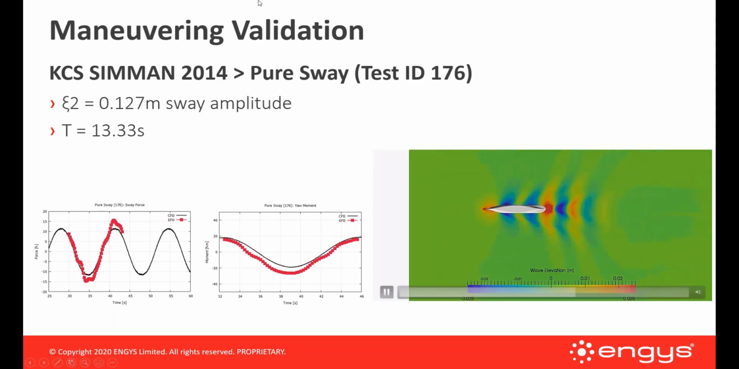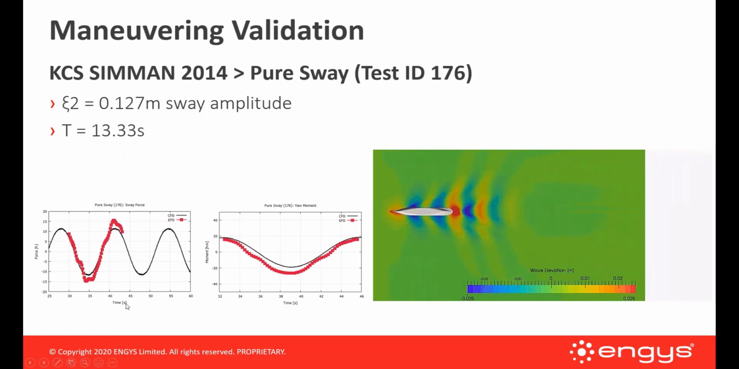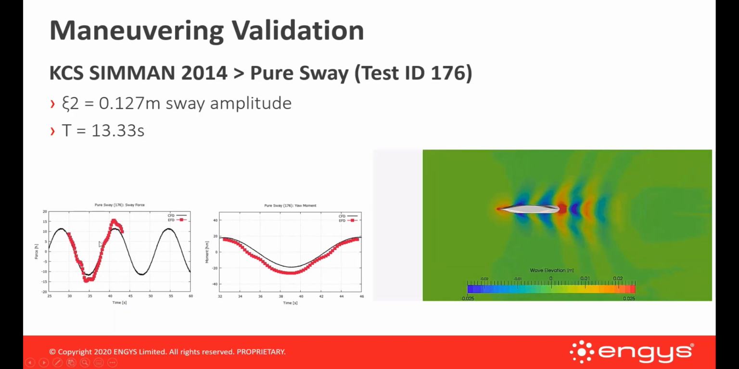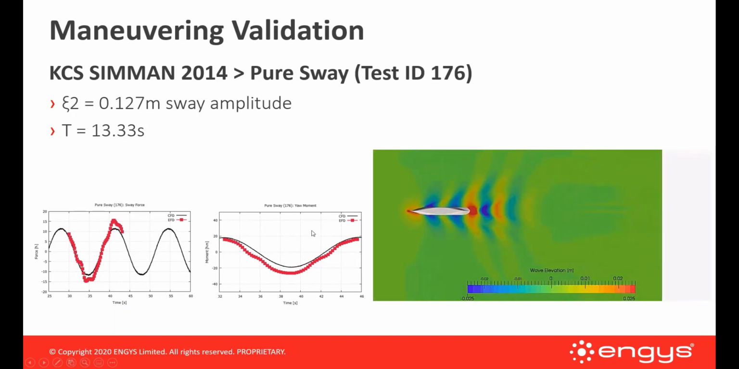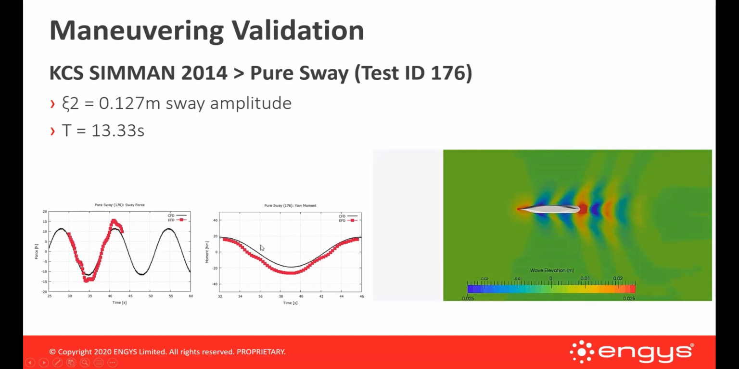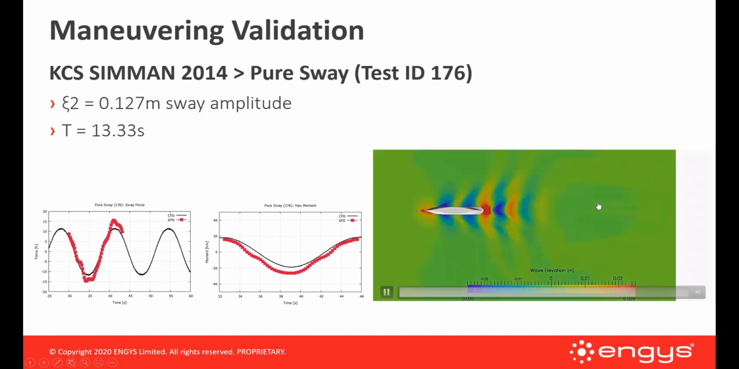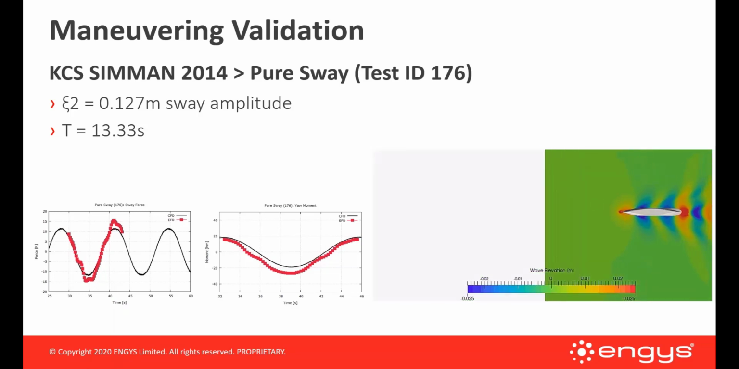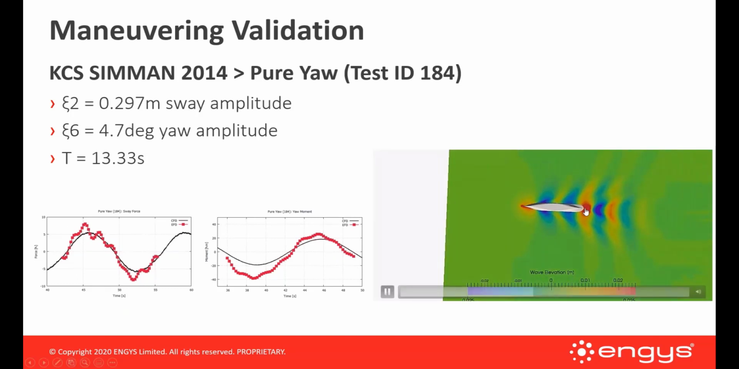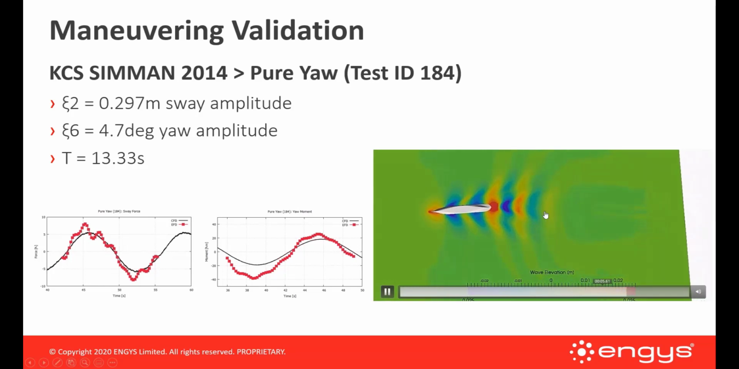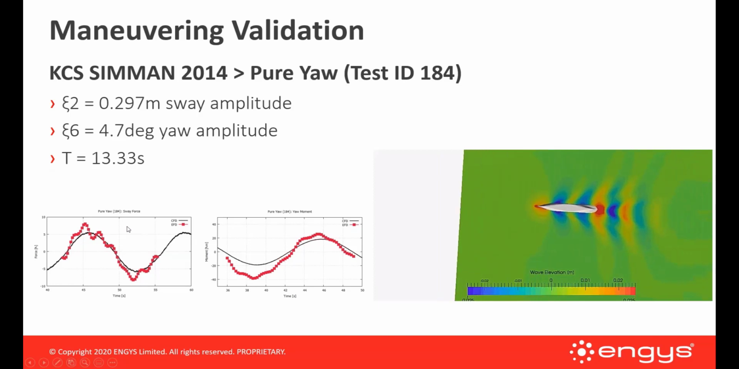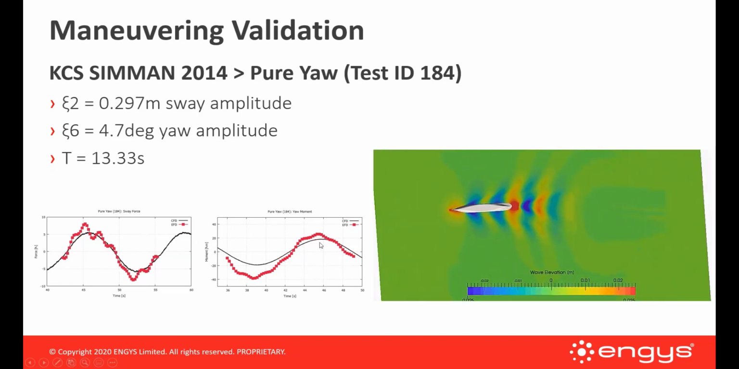We prescribed a specific sway amplitude and a specific period. And this is what you get in terms of results for the sway force here on the left and the yaw moment on the right. Black is CFD and red is experiments. You can see here the correlation with experiments. On the right, we have an animation of the free surface elevation as a function of time. Looking at the pure yaw, you can see how the motion looks in terms of wave pattern here and the correlation with experiments in terms of sway force and yaw moment.